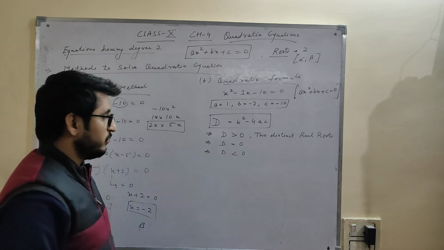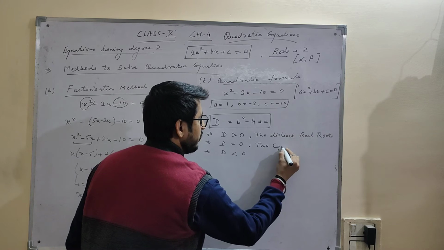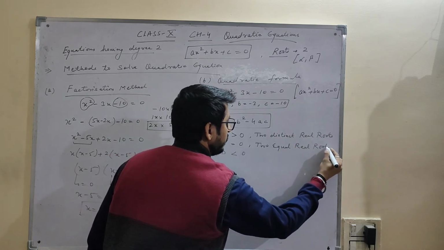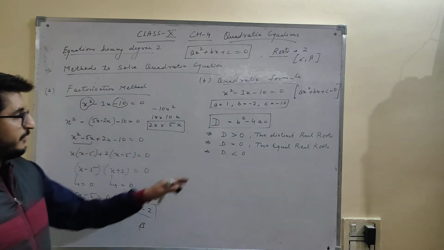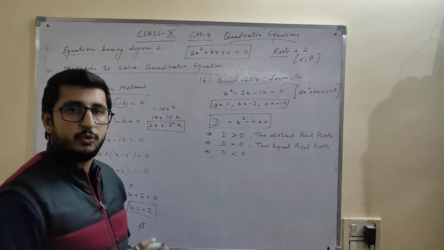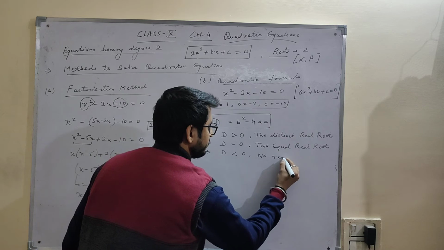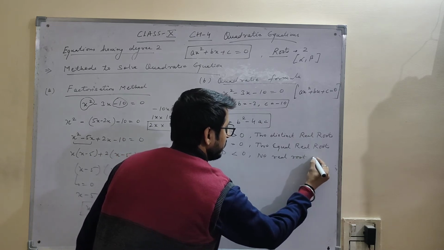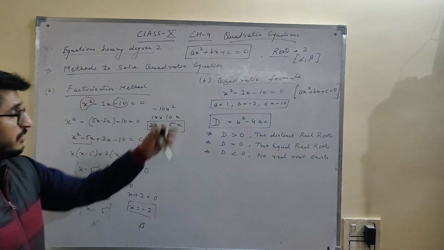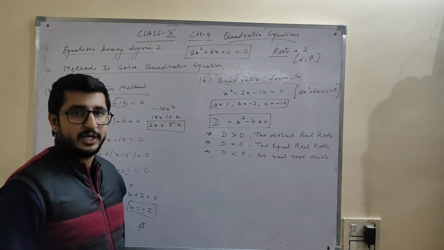If D is equal to 0, you will be getting two equal real roots. But if D is less than 0, if the value of D is negative, then no real roots exist. So you can write: no real root exists. So let's see for this particular equation what value of D we will be getting.